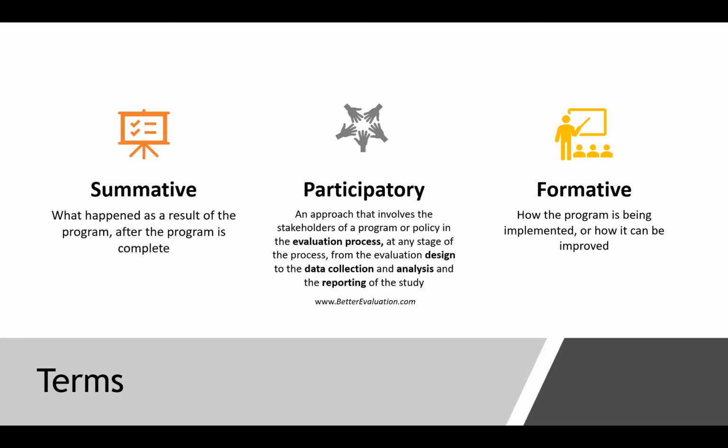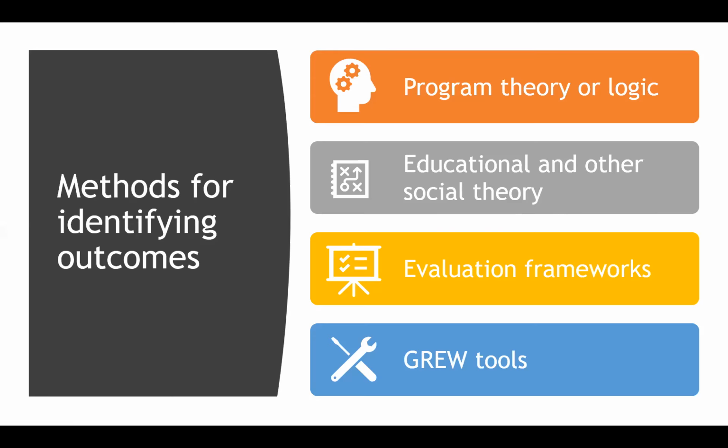Now, both summative or formative evaluation can be more or less participatory, which, as the name suggests, simply means involving stakeholders of a program in the evaluation process at any stage, going from design all the way through reporting. So these are three types of evaluation which you may consider as an overarching framework as you try to choose which outcomes to focus on. So how can we identify outcomes?